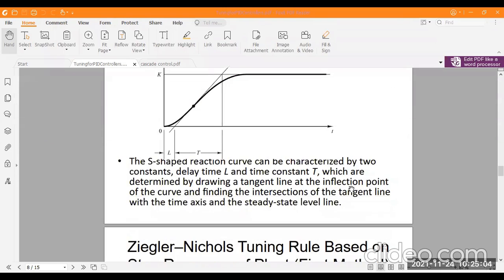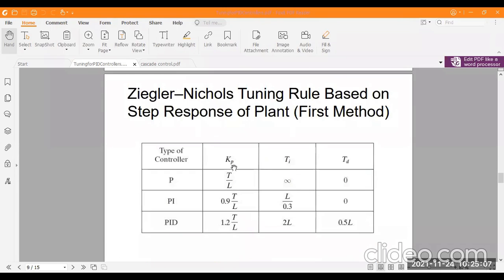Okay, so next, these are the response tables we have to observe for the first method, which all of you know. These are the different types of controller you have to use in the Ziegler-Nichols tuning method. This is Kp, the proportional controller part. TI is the reset time, and this reset time is related to the integral controller part. TD is the derivative time, related to the derivative controller part.